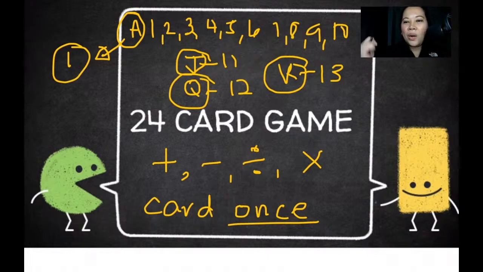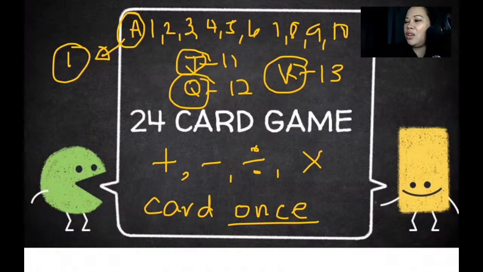Are we ready for the first one? So again, the rule of the game is, for the characters, ace is 1, jack is 11, queen is 12, and king is 13. You can use any of the operations, plus, minus, divide, and multiply, but you can only use each card once. You will be given 4 cards to work on. Are we ready? Here we go.